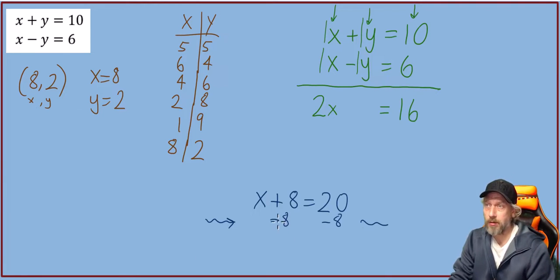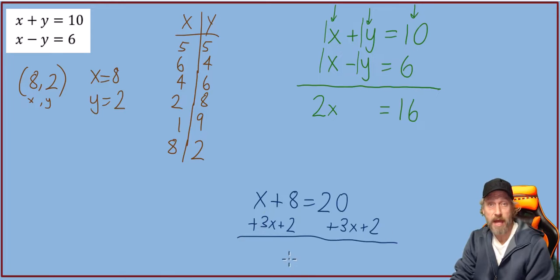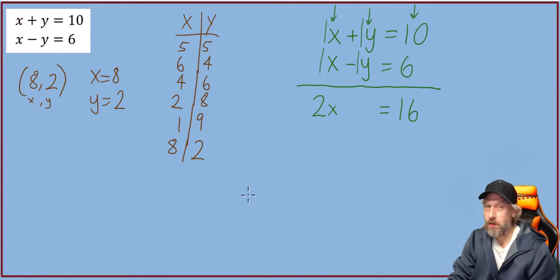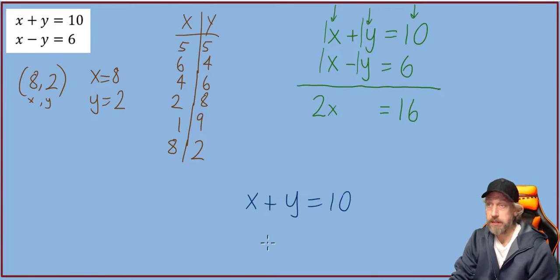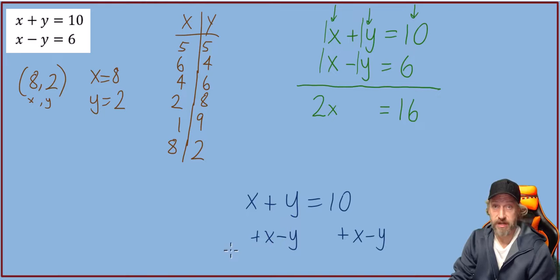So some things that you probably have not had to do so far in your life might be things like, could I add 3x plus 2 to both sides? You could. We probably haven't had a reason to do that yet, but you could. We're following that rule of the same amount on both sides of the equation to keep it a balanced, true equation. So if we start with an equation like x plus y equals 10, I might have a reason to add x to both sides, or maybe add x minus y to both sides.